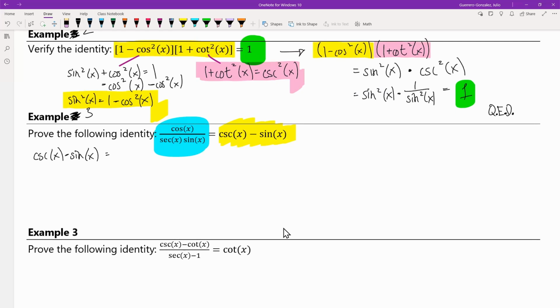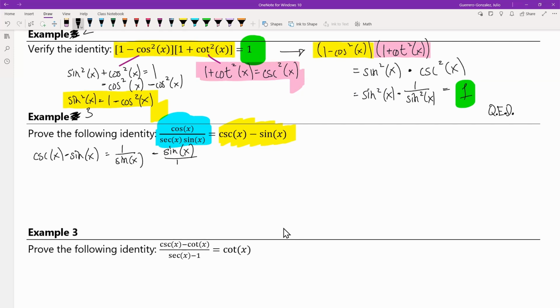Okay, I can use whatever I want. Any identities, any mathematical trick that I have up my sleeve, I can use. But I have to do it right, and I have to get it equal to that. So here we go. Cosecant is 1 over sine, correct? So 1 over sine of x minus sine of x. And I'm going to do over 1 because I can do that. I can do over 1 with whatever I want, right?